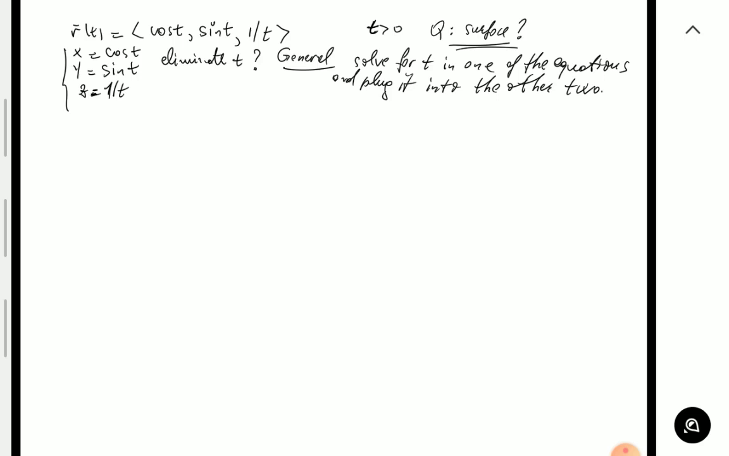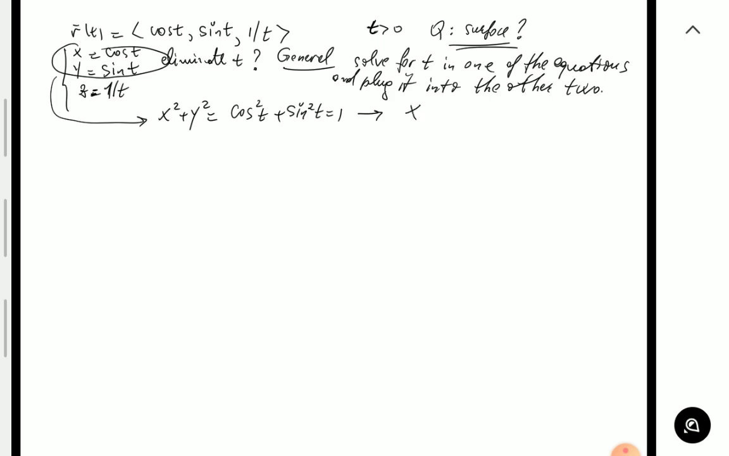What you can notice here, for example, a better way, especially if you deal with cosine and sine, is that I can eliminate t from the first two equations by simply adding the squares of x and y. This is just a matter of exploiting the fact that cosine squared of t plus sine squared of t is equal to 1. So that's a much more efficient and illustrating way of eliminating t.